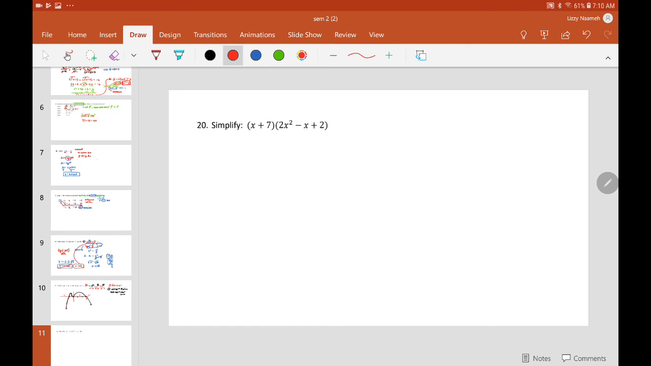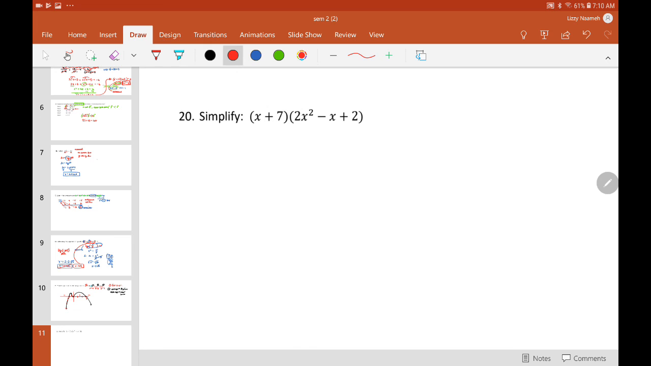Last problem says simplify. So to simplify this, notice that since there's no sign in the middle, there's no subtraction or addition, that means I'm actually just multiplying. So we will multiply this out by distributing. So I'm going to get x times 2x squared gives me 2x cubed. X times negative x gives me negative x squared. Then I have positive 2x.